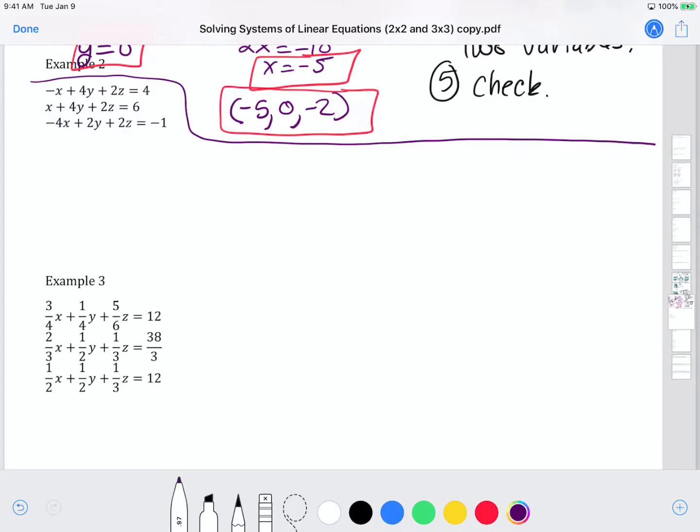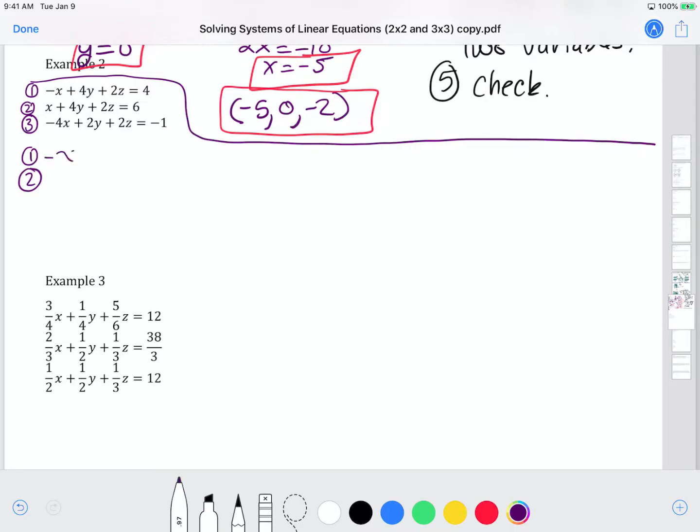I'll draw that line. Okay, example 2, I'm going to call this equation 1, 2, and 3. We're going to follow all the same rules again. So I pick two equations. It doesn't matter which two, any two, and I pick a variable to eliminate. So if I pick equation 1 and 2, you can pick a different 2. It doesn't matter. You'll still get the same answer.